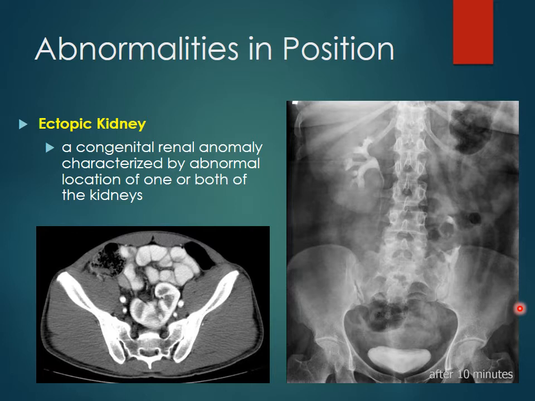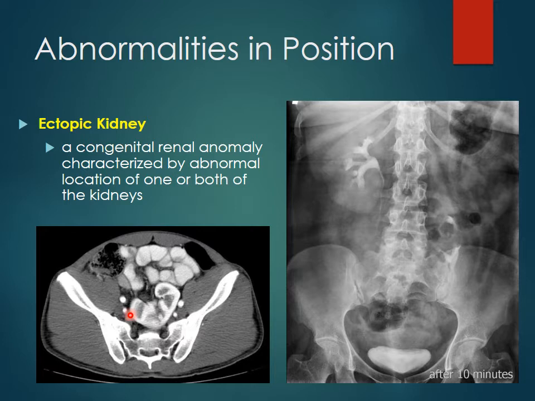For abnormalities in position, the most commonly encountered would be the ectopic kidney. It is a condition wherein there is an abnormal location of one or both kidneys. So this would be an abdominal radiograph during IVP, and as you can see, contrast material flowed into the right pelvocalyceal system. However, the left pelvocalyceal system is located more inferior than what is expected of its normal location, which is at the same level as that of the right kidney.